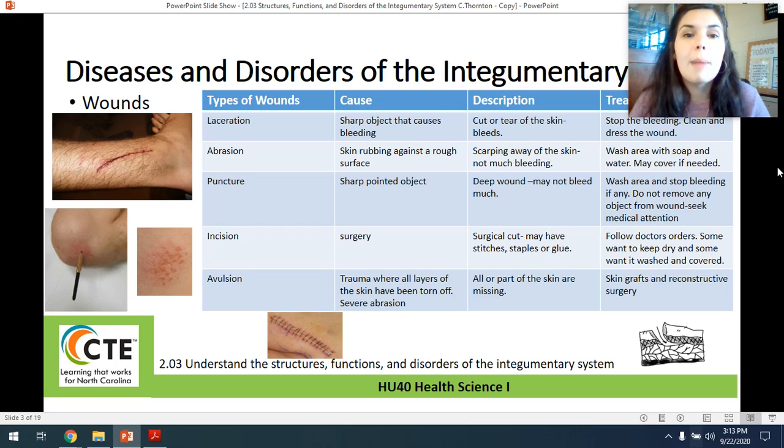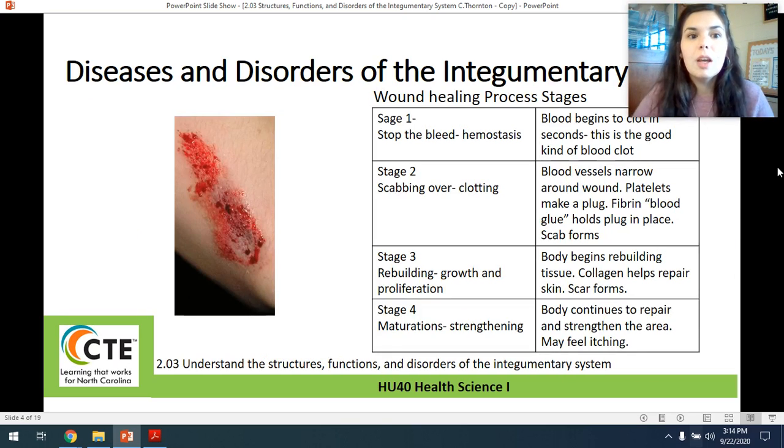Avulsions is a really traumatic type of open wound. This is where trauma has happened to all layers of the skin because something has been torn off. This is a very, very severe abrasion. Any missing parts of skin or a missing body part would be considered an avulsion. And sometimes you might have to have things like a skin graft or reconstructive surgery in order to treat that type of wound.